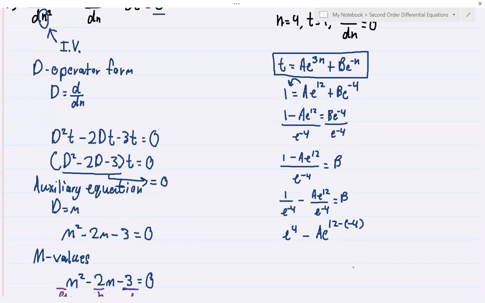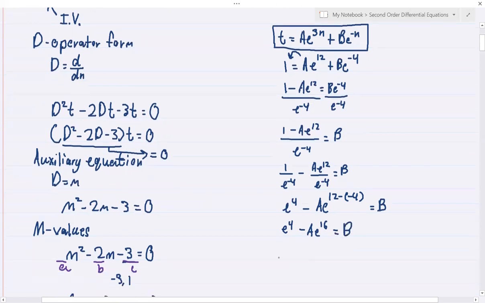laws of exponent. If you have two of the same base and they have their own exponents, one on the numerator and one on the denominator, just simply copy the base, which is your e, then subtract their exponents: e raised to the exponent of the numerator minus the exponent of the denominator. So we have this one. As a result, we will have e raised to 4 minus a e raised to 16, because 12 minus negative 4 will give you positive 16.